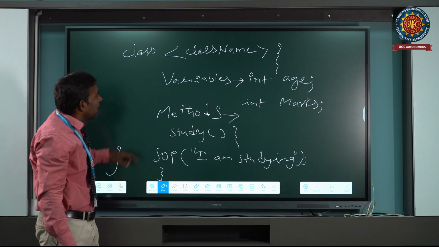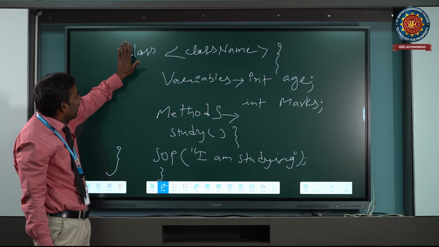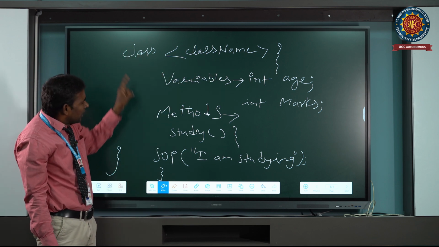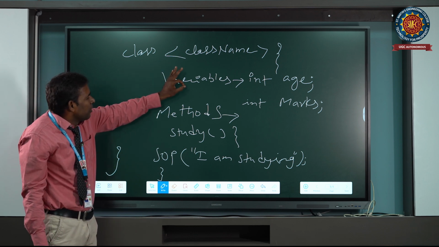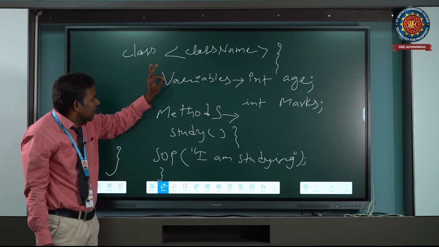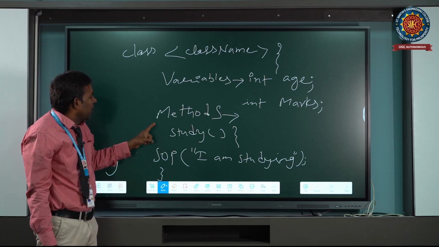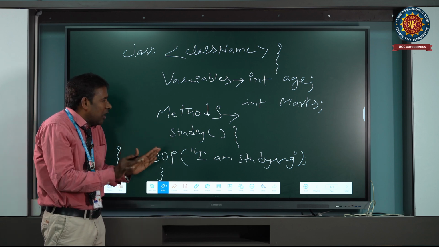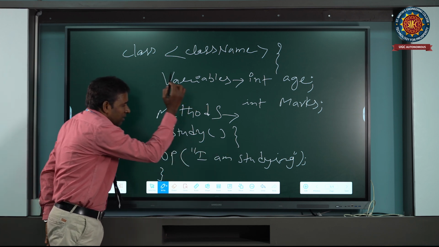This is how we define the class. You write class as a keyword, after the class keyword you write the class name and open curly bracket, then close the curly bracket. In between you write the variables and methods. Variables means data: int age, int marks. The only method available here is study. That is called a method, that is called an action: what we are doing, I am studying.